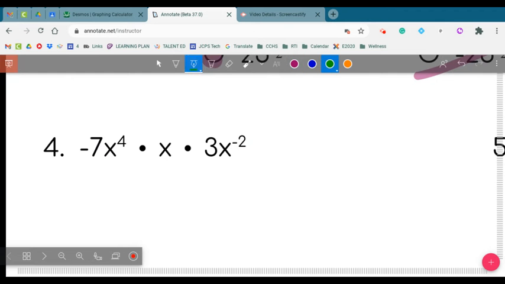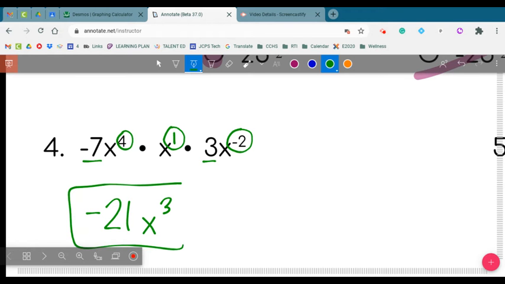Next one, you're simplifying. Negative 7 times 3 is negative 21. Add your exponents. So add the 4, the 1, and the negative 2. You're going to get 3. That is my answer.